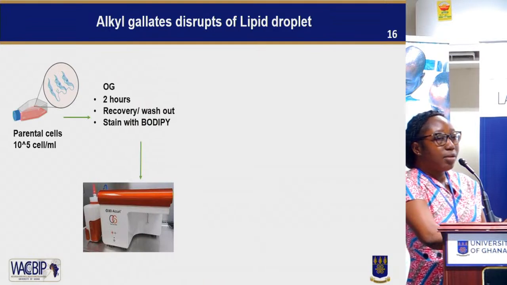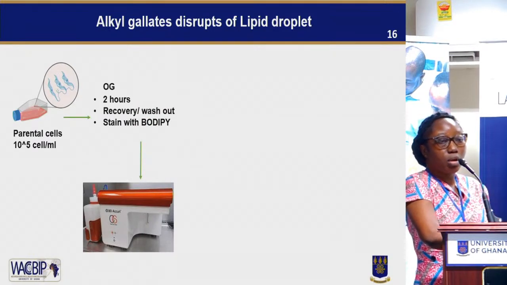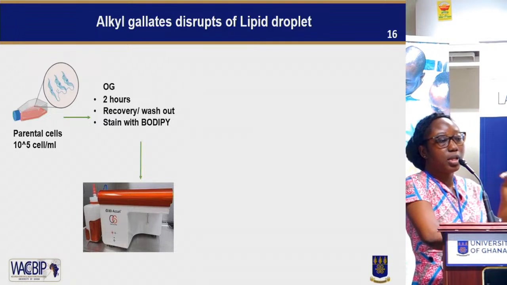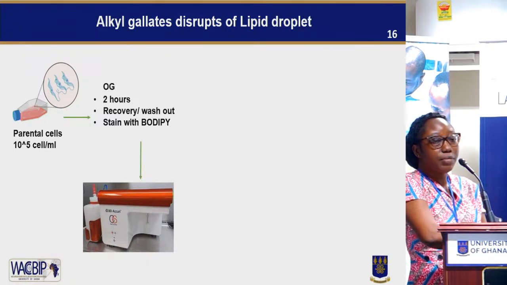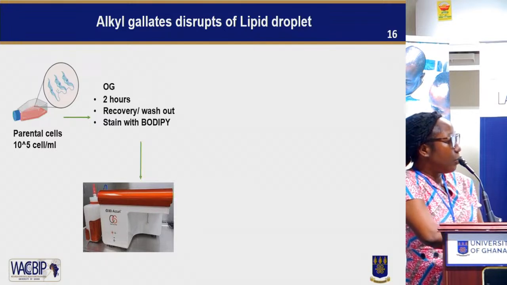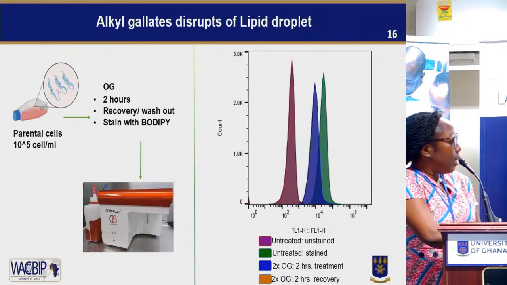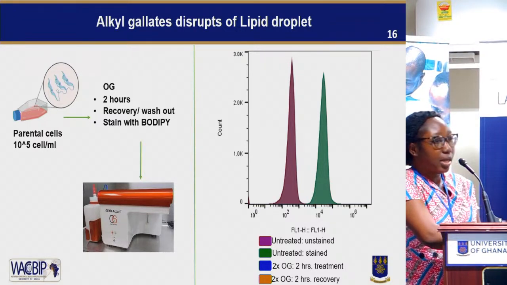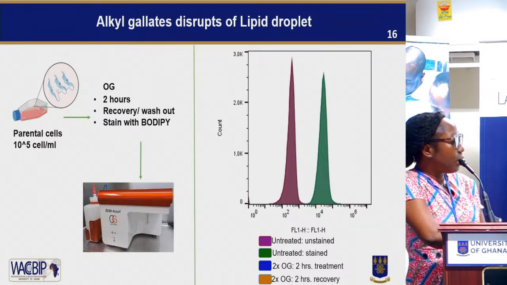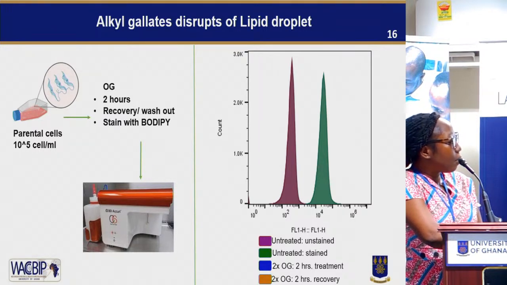So this gives us the idea that in addition to the loss of the kinase, there's also the loss of the droplets. They were now treated with BODIPY, and then the fluorescence intensity from the BODIPY was measured using the flow cytometer. So here, this graph shows the fluorescent intensity that was measured. And for the purple chart here, we have the untreated and unstained, where there is little or no signal.